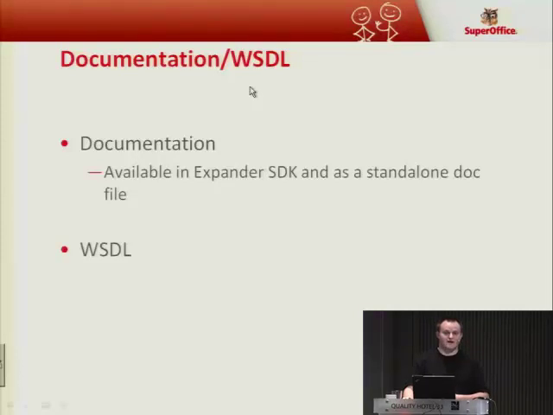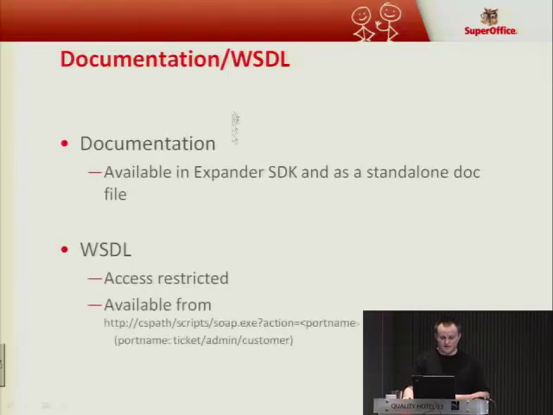The WSDL files that you need are also access restricted. They use the same IP range that you can configure, and you also need a SOAP license to be able to retrieve them. They are available from this path. You can see that it's soap.exe, !action and the port name, which may be ticket, admin, or customer. So it's a separate WSDL file for the different services.